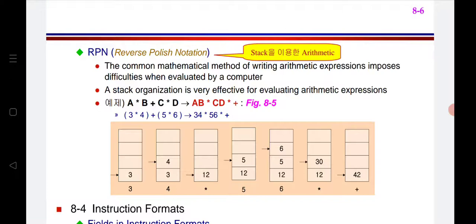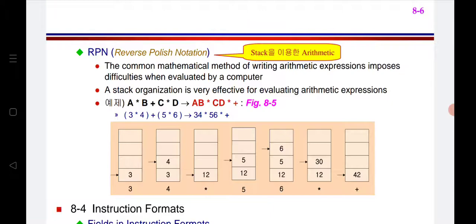The next is the plus operation. I need to perform the plus operation between the two numbers, that is your 30 and 12. What is my resultant value? It is your 42. So the result value will be 42. This is known as reverse Polish notation, where I use postfix notation to perform the stack arithmetic operation.